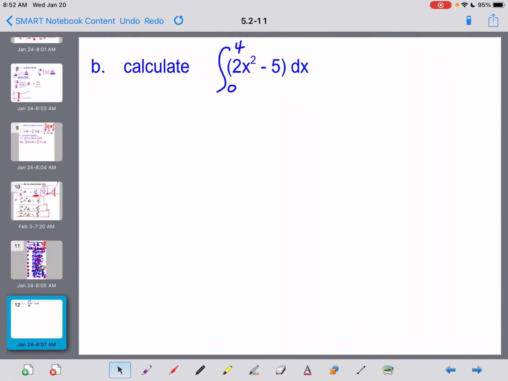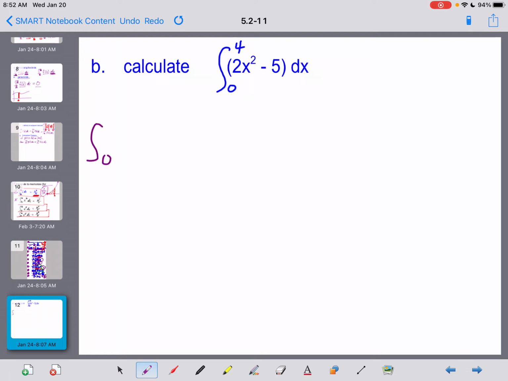Now, this would be a problem right here that I think you guys are going to whip through pretty quickly, but I want to talk about how we can do this properly using some of the properties that we've discussed here today. A definite integral from 0 to 4 of 2x squared minus 5, taken with respect to x. Okay, so let me write this out here one more time.